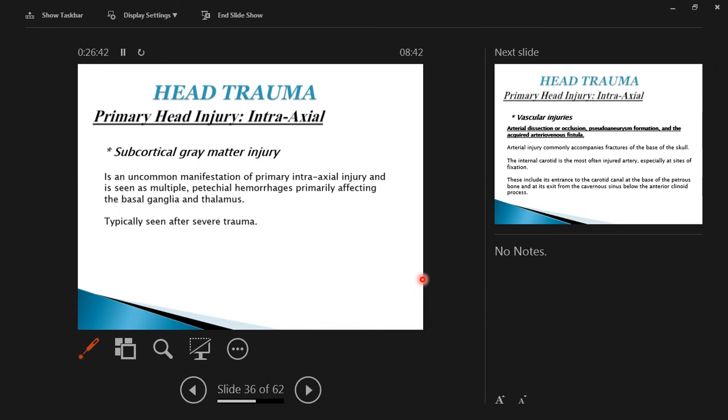The next injury is subcortical gray matter injury. This is an uncommon manifestation of primary intraaxial injury and is seen as multiple petechial hemorrhages primarily affecting the basal ganglia and thalamus. They are typically seen after severe trauma.